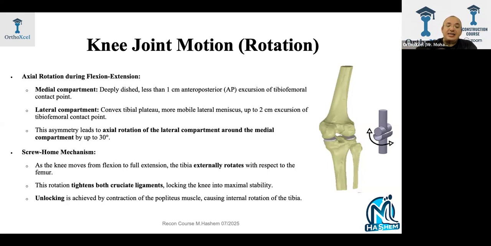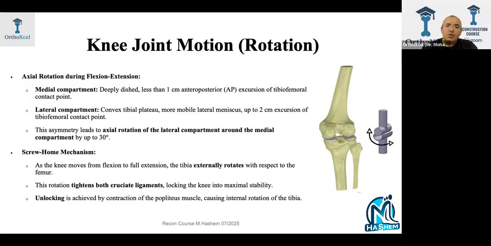This ends by axial rotation of the lateral compartment around the medial compartment pivot by about 30 degrees. And this movement means with every flexion, your tibia is internally rotated and femur is externally rotated, and the other way around. Okay? This takes us to the screw home mechanism.